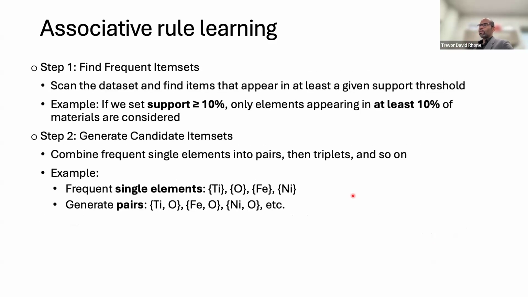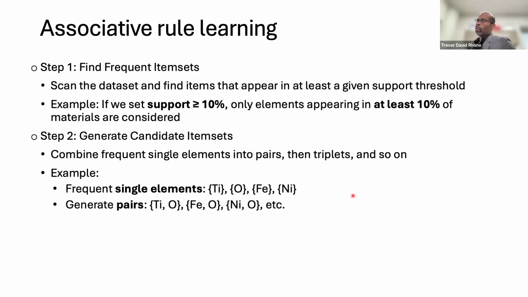Okay. So in step 1, you find your frequent item sets. You scan your data set looking for items that appear many times, given a particular threshold. So if you set your support to be 10%, you're looking for, say, elements in a materials data set that appear at least 10% of the time, 10% or more.